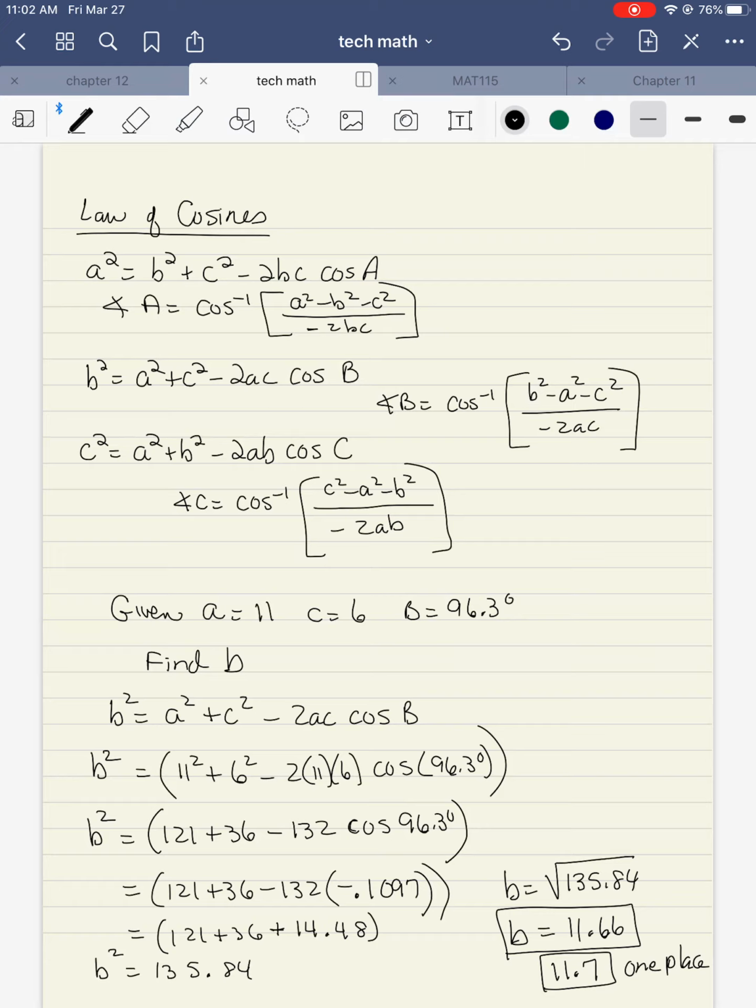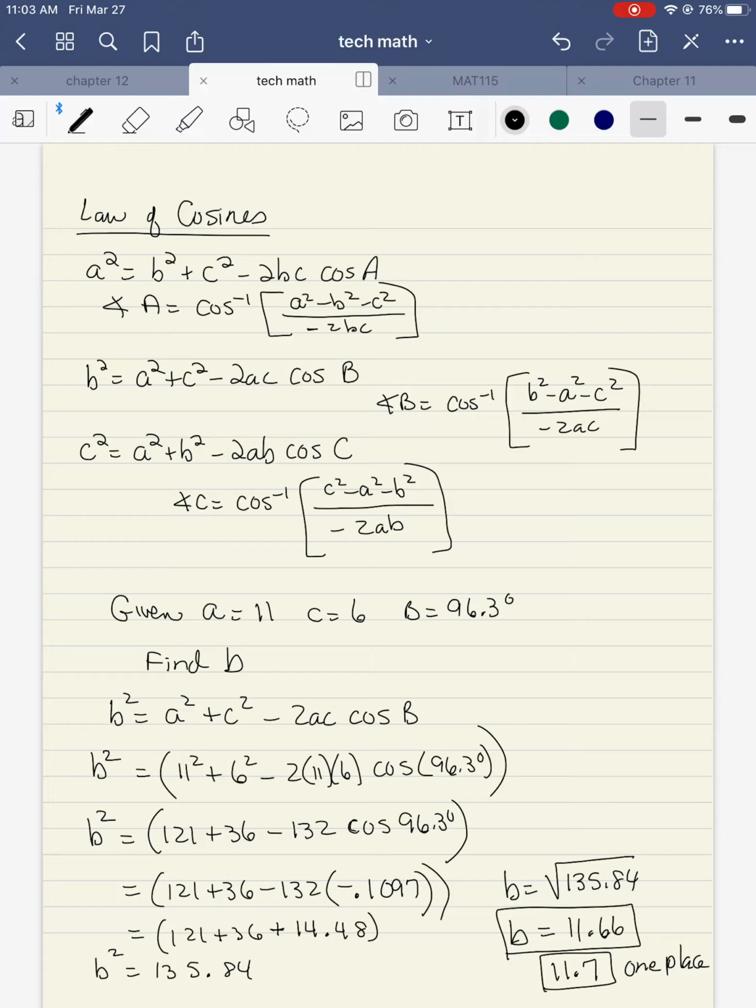c squared is equal to a squared plus b squared minus 2ab cosine C. Reworking this one to solve it for angle C, inverse cosine of c squared minus a squared minus b squared divided by minus 2ab. So for this particular problem, you're given a is 11, c is 6, angle B is 96.3 degrees. So I'm going to use the law of cosines to find first side b.